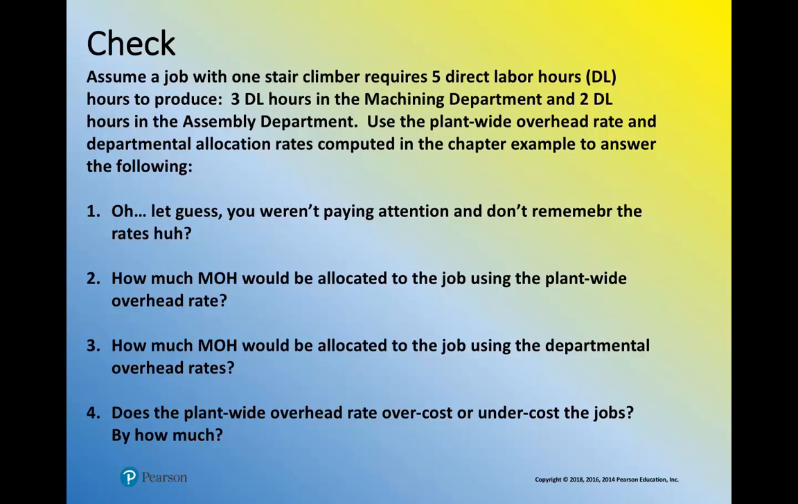So we are under allocating, we are under costing, when we use plant-wide overhead compared to departmental overhead for the stair climber. And again, we can see that because we're using more machine hours than assembly hours, and the machine hours are at a higher rate. So for question 4, we have undercosted this job by $40, 80 minus 120.